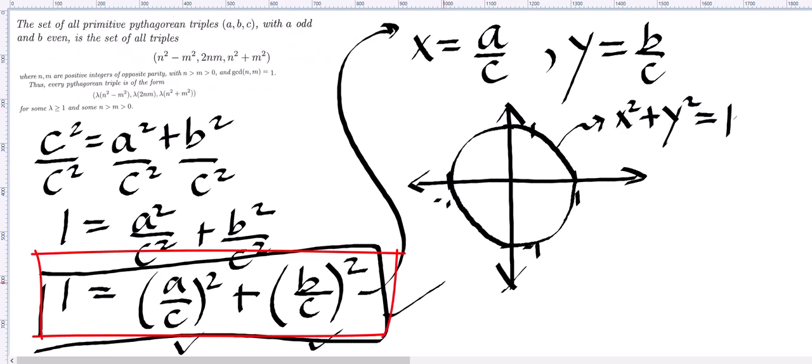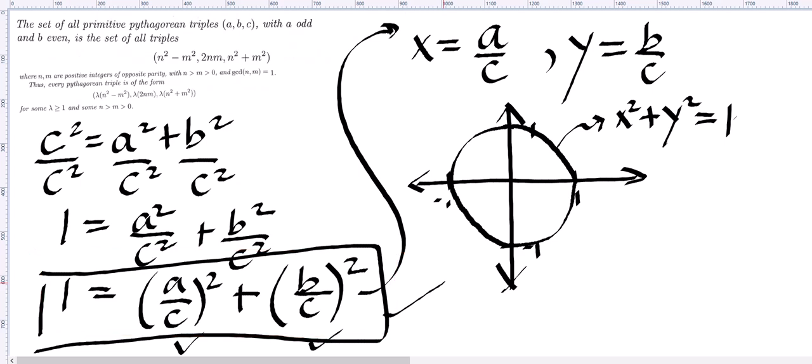Because remember, this is of the form 1 is equal to x squared plus y squared, which is the equation of a unit circle. Remember that a unit circle with center at the origin, since the radius is 1, satisfies the equation x squared plus y squared equals 1. And this equation is of the form x squared plus y squared equals 1, where x is a over c and y is equal to b over c.